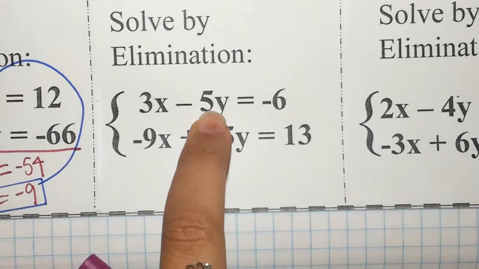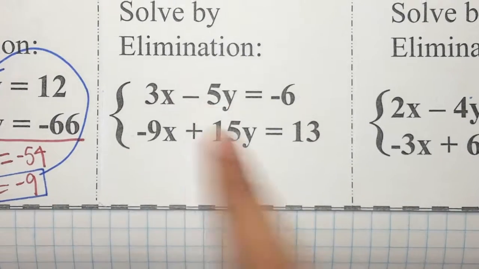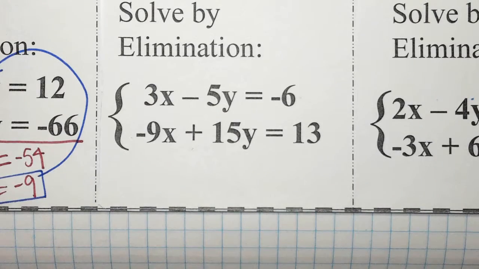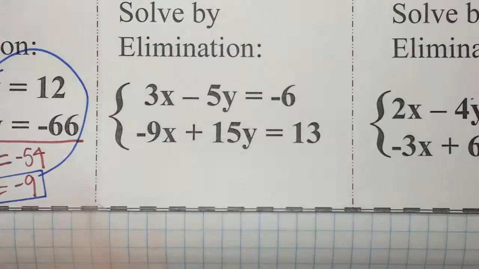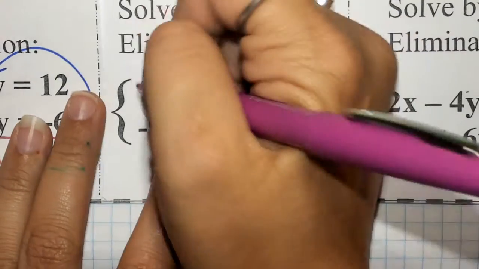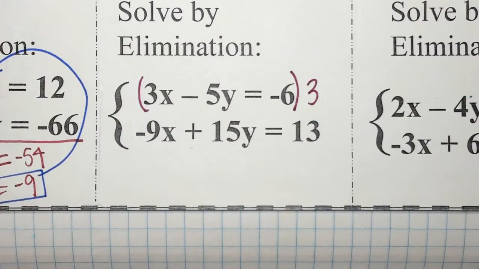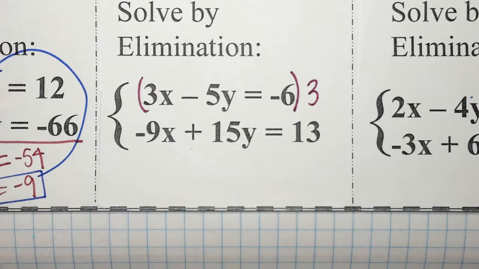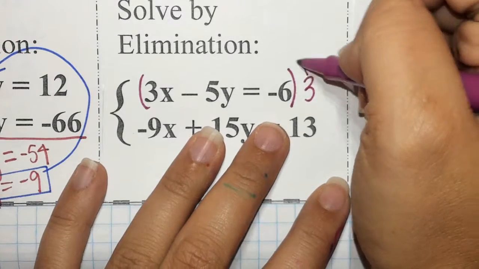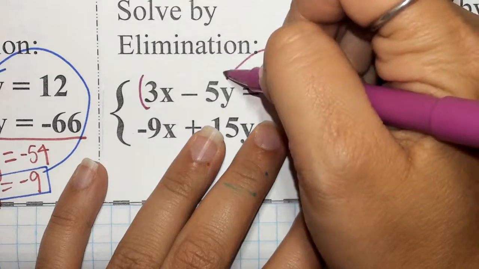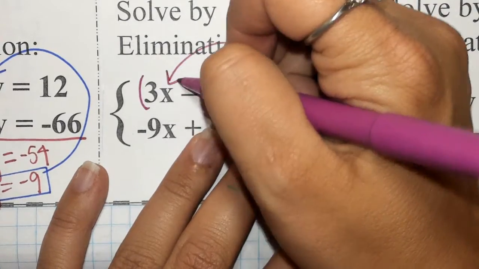Now, let's look at this problem. I want to eliminate x's. What can I multiply my top equation by to eliminate my x's? 3. Now, remember, I multiply everything by 3. Everything. So I distribute it to everything.